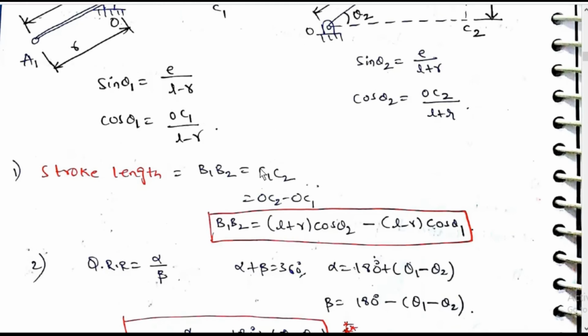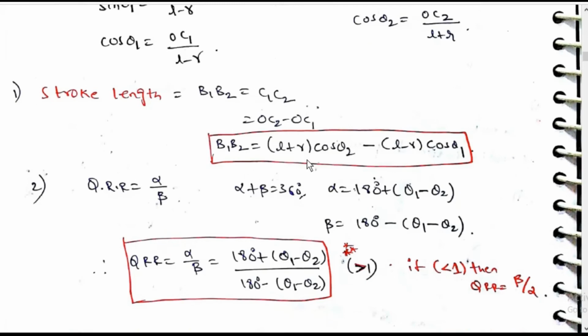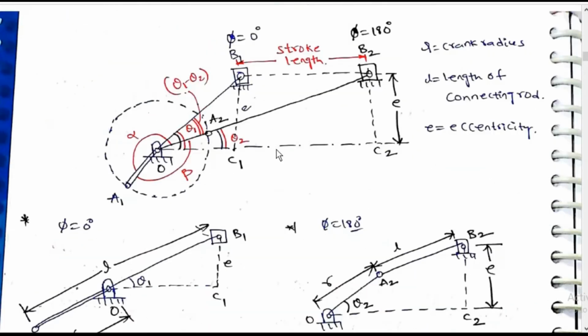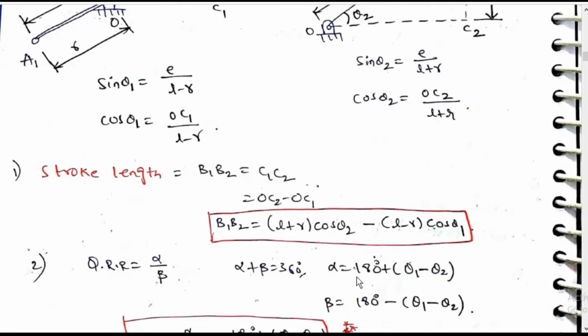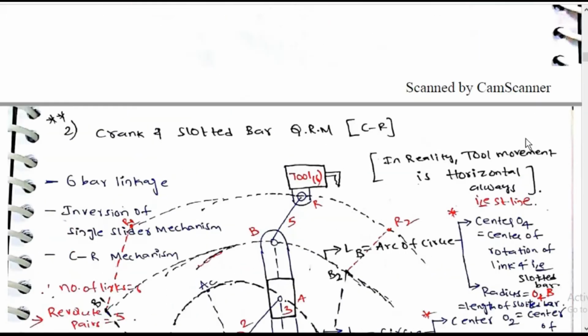Stroke length is equal to B1B2, which is equal to C1C2, equal to OC2 minus OC1. B1B2 is equal to (L plus R) cos theta 2 minus (L minus R) cos theta 1. QRR is equal to alpha by beta. Alpha plus beta is equal to 360 degrees. Alpha is equal to 180 plus theta 1 minus theta 2. Beta is equal to 180 minus theta 1 minus theta 2. QRR is equal to alpha by beta, which is (180 plus theta 1 minus theta 2) by (180 minus theta 1 minus theta 2), greater than 1. If less than 1, then QRR is equal to beta by alpha.